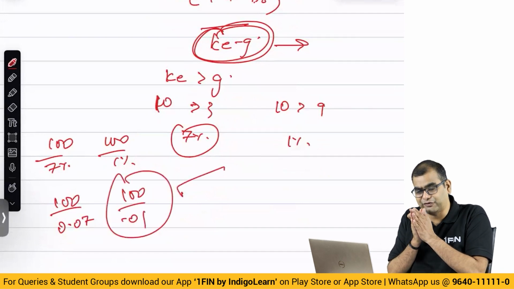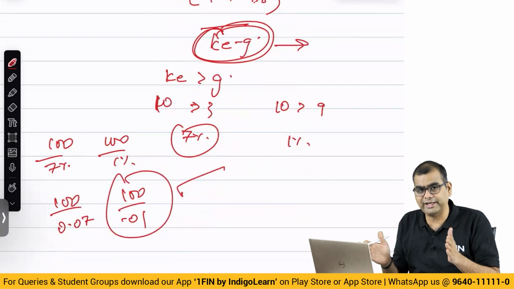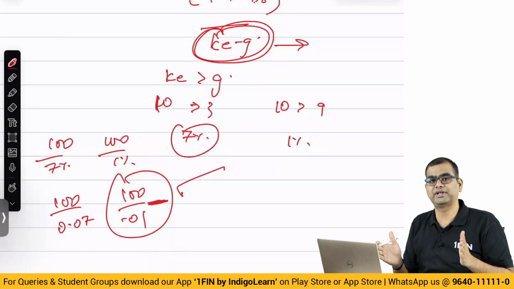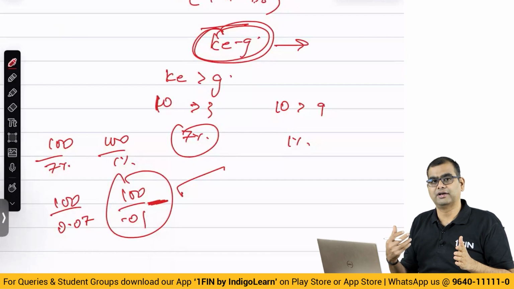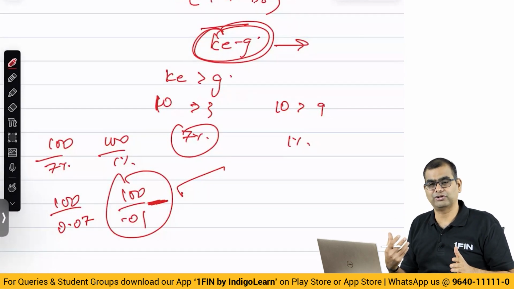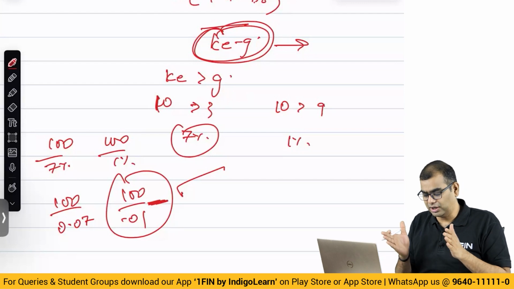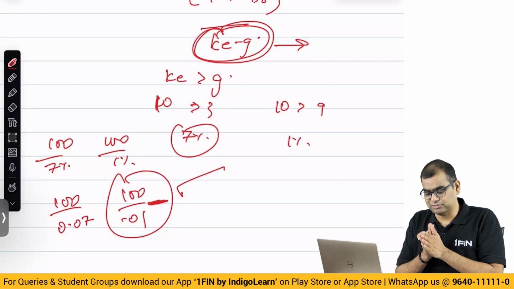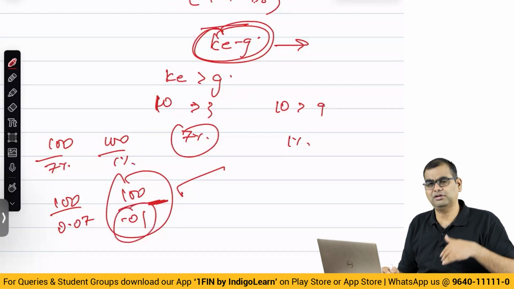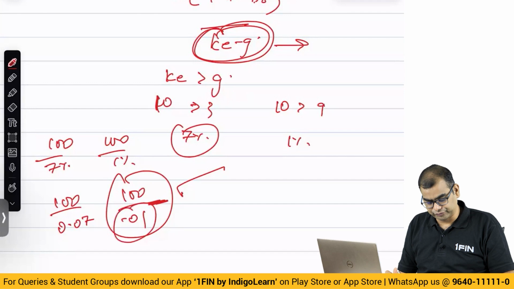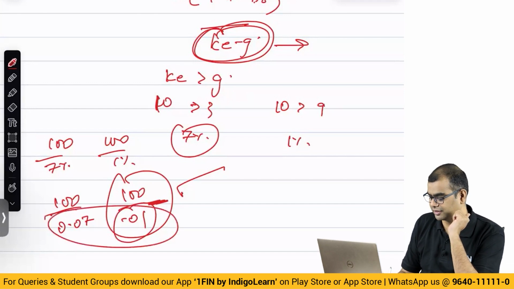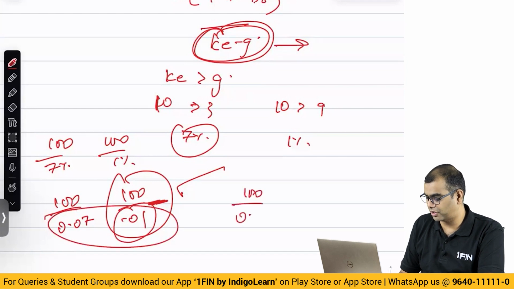So, as the difference between cost of equity and growth rate keeps widening, the value of the stock keeps coming down. So, which one is higher? 100 by 0.01 is higher. So, as the gap between KE and G widens, that is you are not growing close to the cost of equity, you are growing far lesser than cost of equity, your value of the share comes down. Then second point, as the difference narrows, that is if the difference is 0.01, the value of the share goes up.